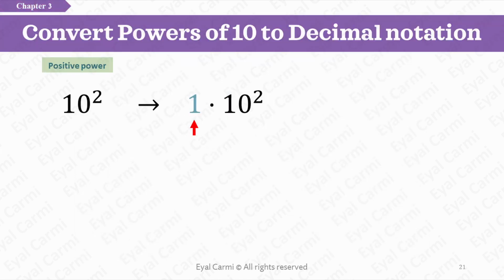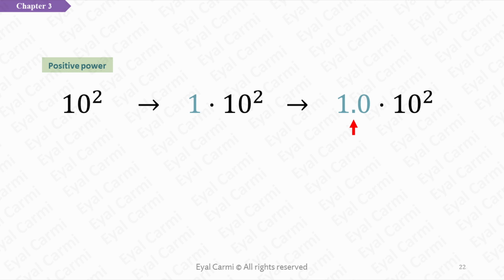Let's say we want to convert 10 to the power of 2 to decimal notation. The first key here is that we can always multiply a number by 1. That is, 10 to the power of 2 is the same as 1 times 10 to the power of 2. The second key here is that any integer number has a hidden decimal point to its right. Therefore, 1 can be written as 1.0, which gives us 1.0 times 10 to the power of 2.